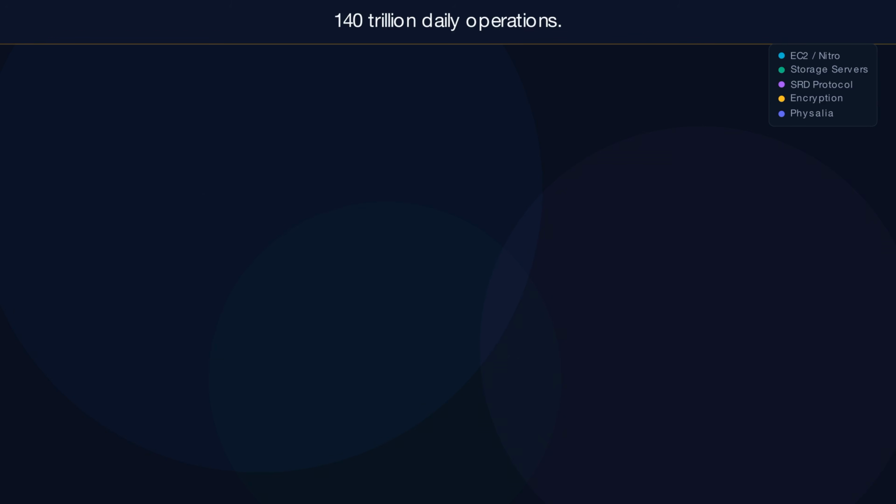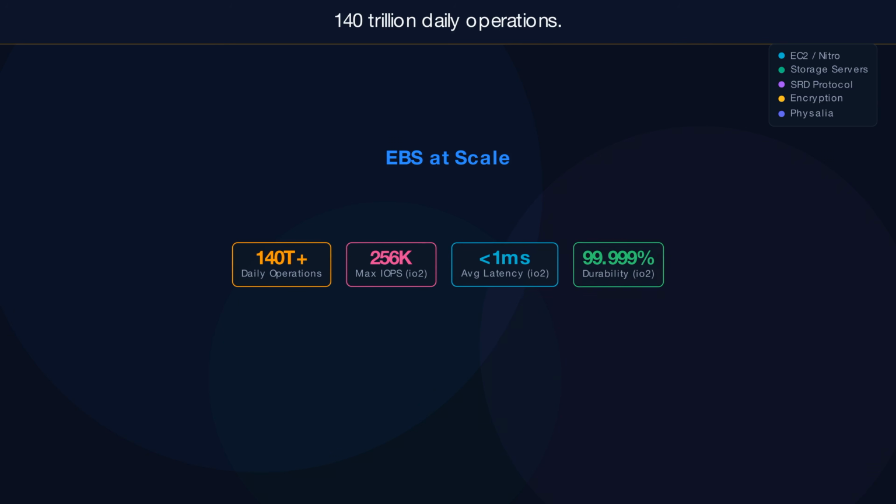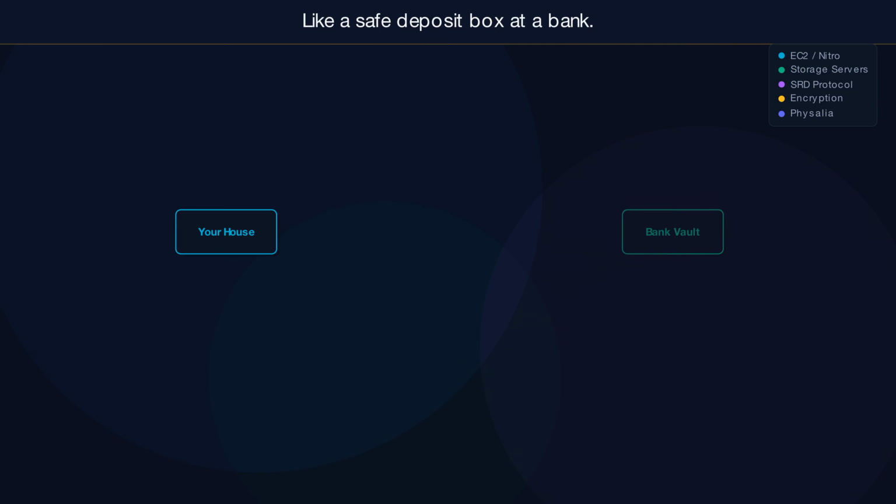The scale is staggering. EBS processes over 140 trillion operations daily. A single instance today gets more IOPS than an entire availability zone could deliver in 2008. Think of EBS like a safe deposit box at a bank. Your valuables live at the bank. Even if your house burns down, the contents remain safe. The network is the road between your house and the bank.